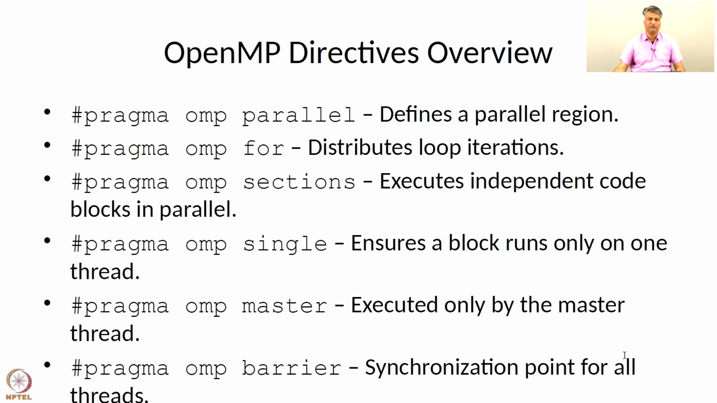You have #pragma omp for, which distributes loop iterations. So for example, if you have a for loop, different parts or different indices of the for loop will be taken up by different threads. #pragma omp sections executes independent code blocks in parallel. This could be different sections of the code or different bits of code. It's not a loop which is being divided. In a loop, it is the same operation. It's just that the operands or the data members on which the loop is operating are different. Here in sections, you can actually execute different functions, completely different code in parallel by different threads.